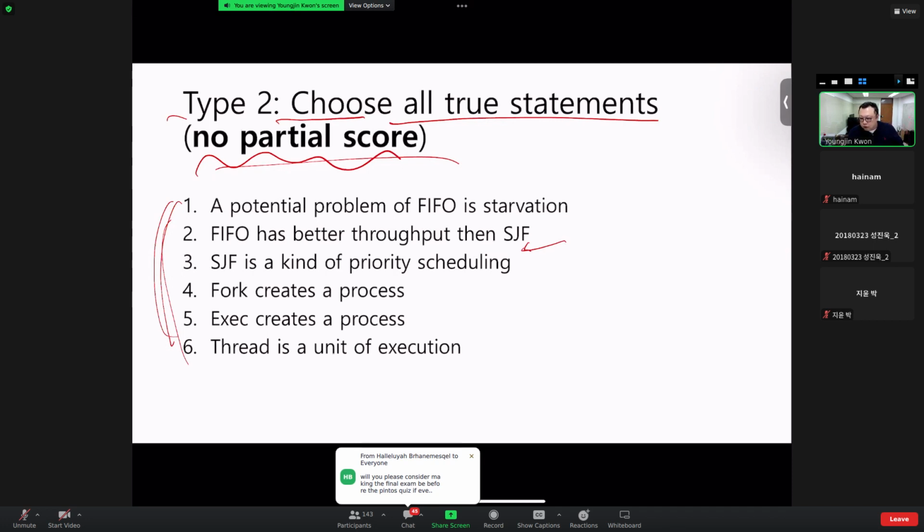Will you please hold the final exam before the Pintos quiz, if everyone agrees? Why do you suggest that? Is there any reason for taking the final first and then Pintos later?